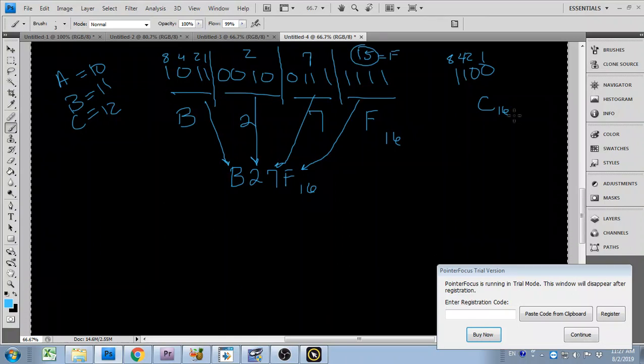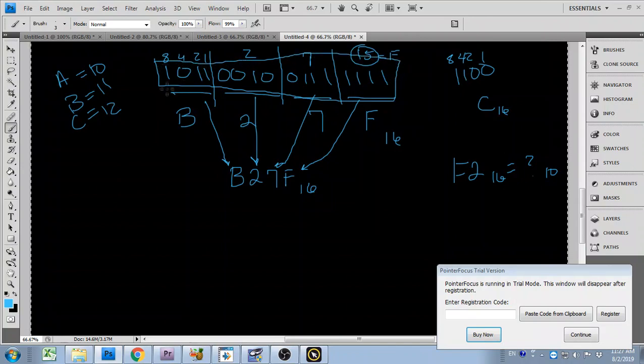So that's hexadecimal values. I will not be asking you to reverse this process. It is possible by dividing by 16. It gets a little cumbersome, but you will not have to tell me what F2 in hexadecimal equals. You will not have to do that kind of problem, but I will give you a binary number, maybe this long, maybe a little smaller, and say what is the hexadecimal value, and you will tell me B27F.